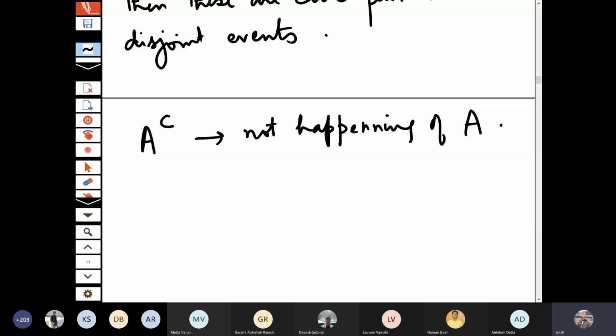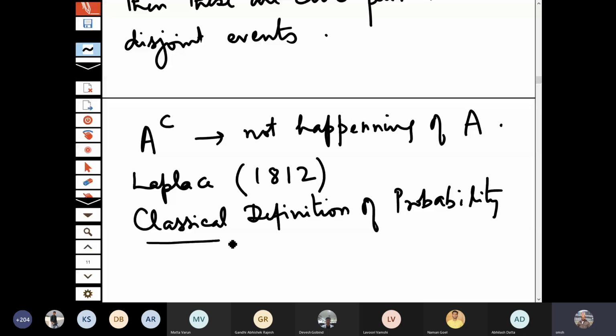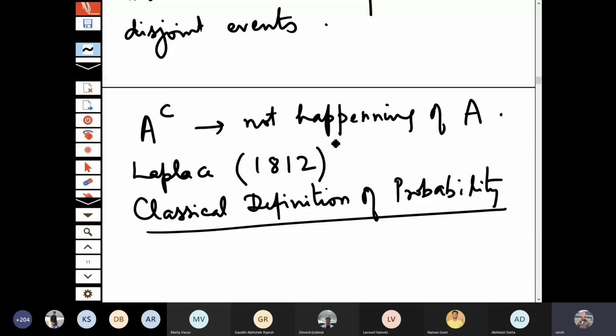I mentioned to you 3 names yesterday. Laplace, von Mises, and Kolmogorov. Each one of them is credited with giving a definition of probability, which we can consider as methods of evaluation of the probability. So we start with the first one, that is Laplace, the famous French mathematician and physicist. He gave what is known as the classical definition of probability. This is the definition which you studied in school for solving problems related to coin tossing, dice throwing, and so on. So the definition is very simple.